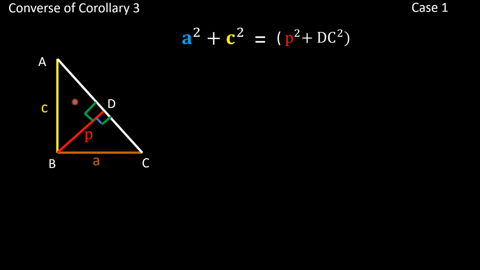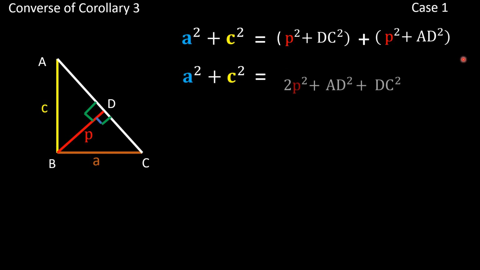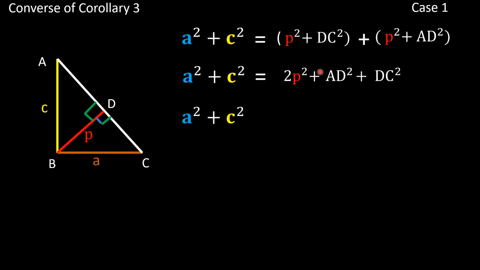And look at this triangle. In this triangle we can easily find out what c square is equal to, which is p square plus ad square, on account of Pythagoras theorem. Now we can simplify the right hand side by saying that p square plus p square is 2p square, and ad square plus dc square as it is.